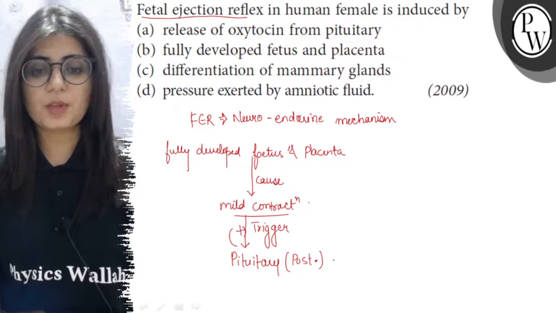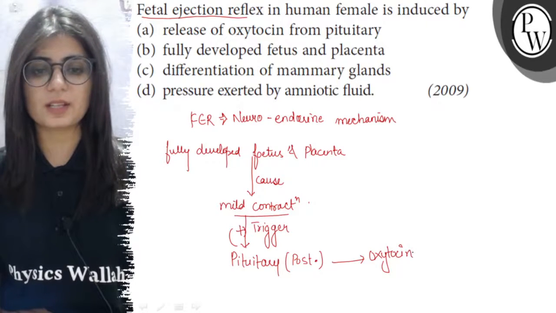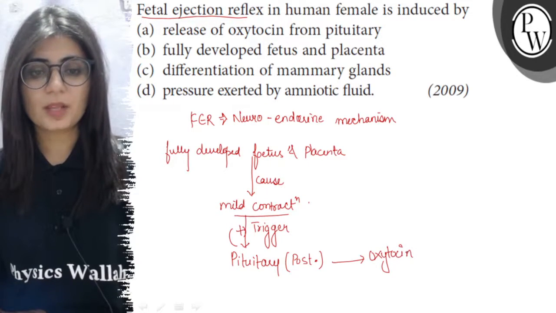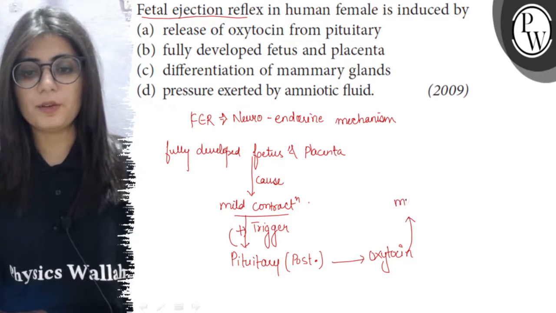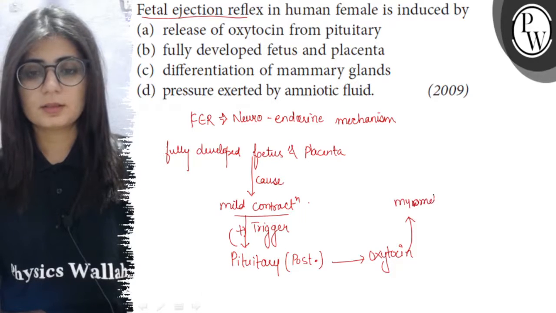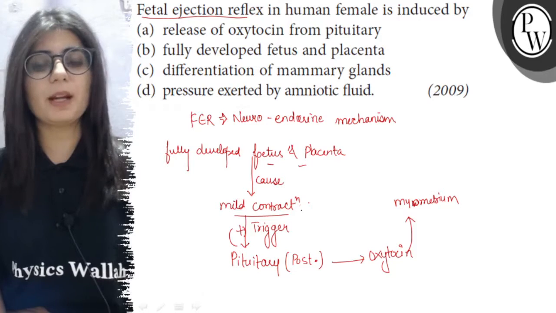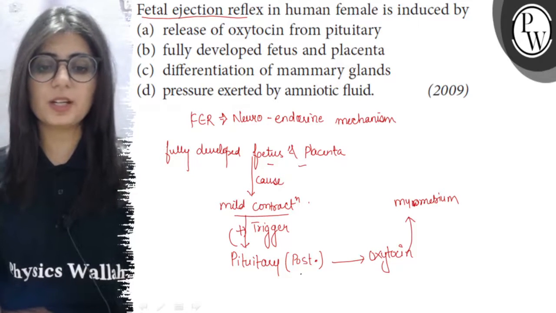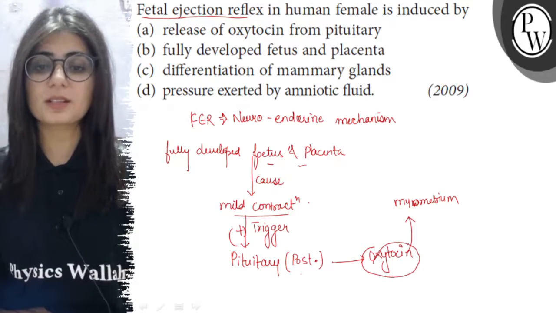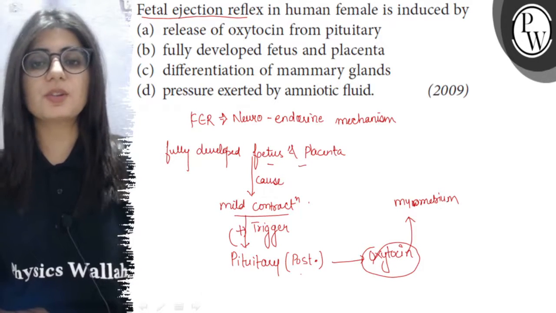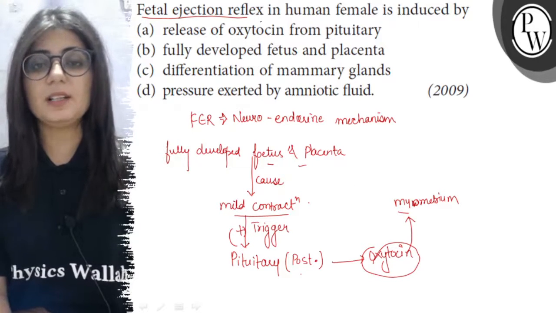Now this pituitary causes the release of the hormone which is called the birth hormone or oxytocin. Now this oxytocin causes more contraction in the myometrium. This whole mechanism, where the fetus and placenta cause the mild contraction which triggers the posterior lobe of pituitary, which then releases the oxytocin, and then oxytocin causes the more vigorous contraction in the wall of the uterus, is called the fetal ejection reflex.